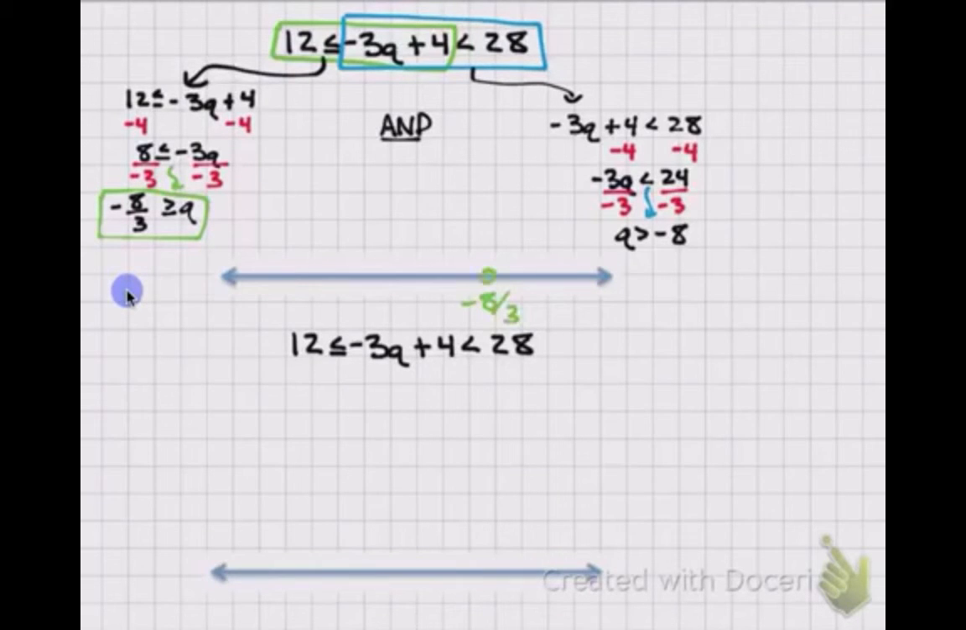So negative 8/3, it's a filled in circle, and we are going to make a nice long arrow to the left. Our other inequality is q is greater than negative 8, so there's our boundary number, an open circle, and we are going to shade to the right.